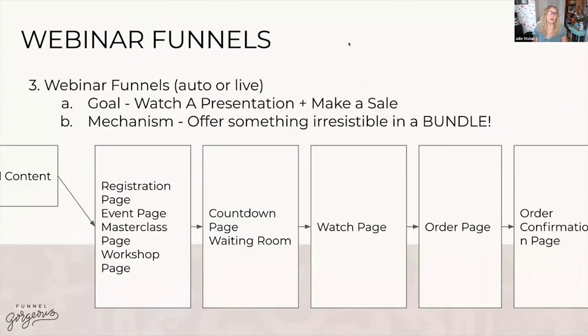All right, the third kind of funnel is the webinar funnel. Now, webinar funnels can be auto, which means they happen all the time, or they can be live, which means they're happening at a set point in time. Okay? The goal of a webinar funnel is to watch a presentation. The second goal is then to make a sale.